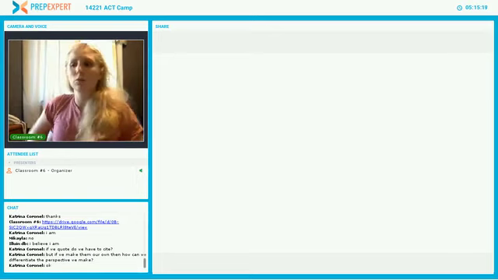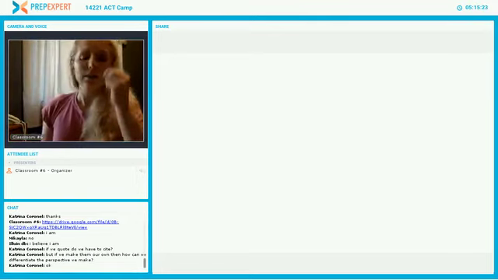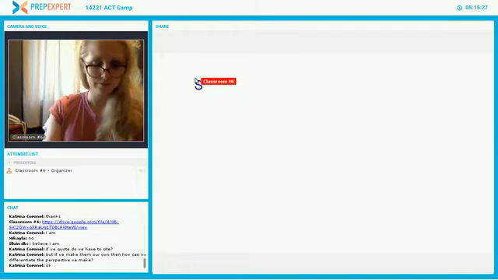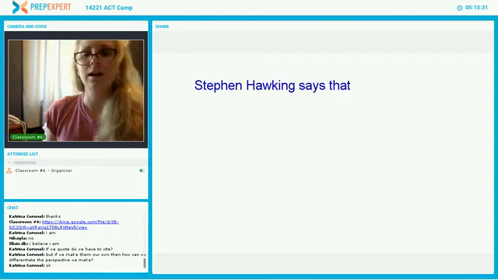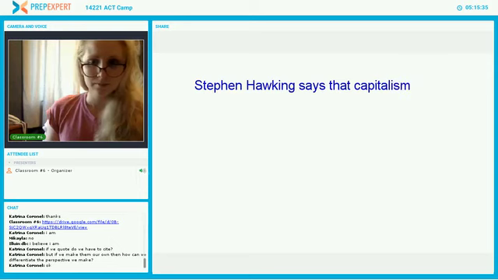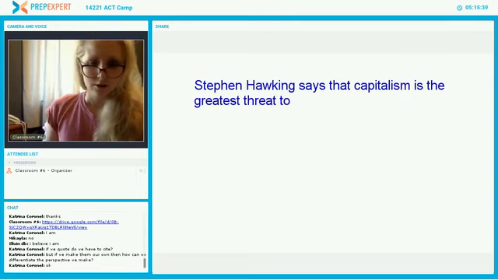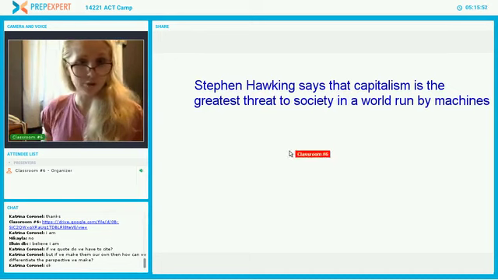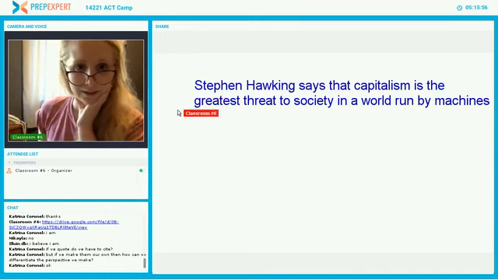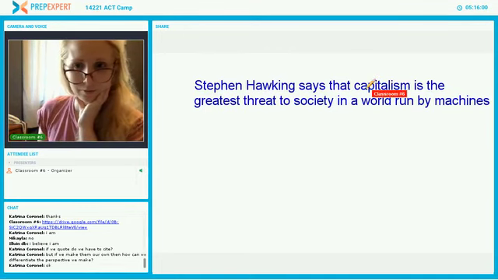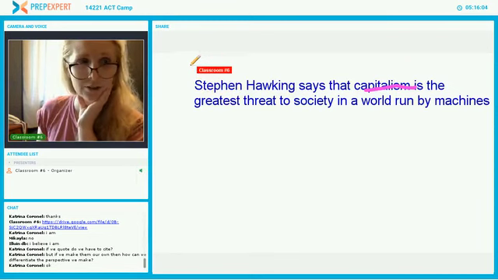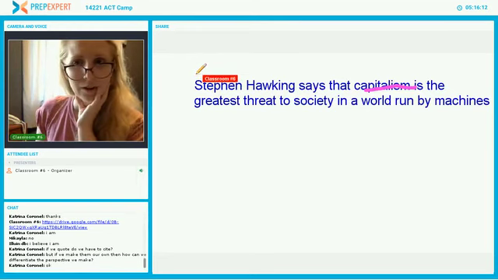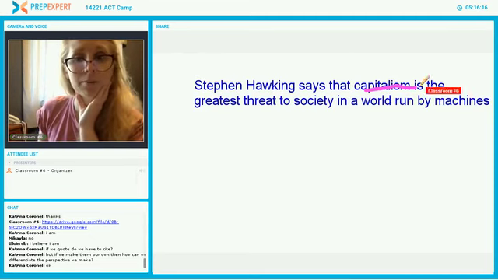Okay, so if I want to think about something controversial with respect to intelligent machines, I could say something like, Stephen Hawking says that capitalism is the greatest threat to society in a world run by machines. So obviously this statement is sort of controversial because our country is very capitalistic. And this statement is kind of challenging it and saying, is it a good idea to have a society based on capitalism when machines are doing all the work? Because in capitalism, how will money get distributed in a capitalistic society run by machines? Okay.